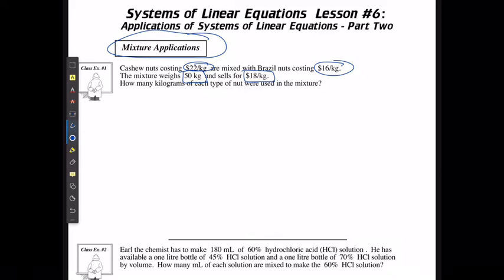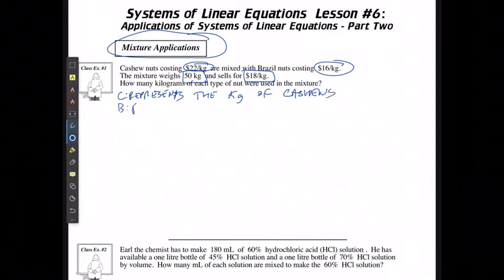So the first thing I need to do is define my variables. I'm going to say that C represents the kilograms of cashews. I'm going to say that B represents the kilograms of Brazil nuts.